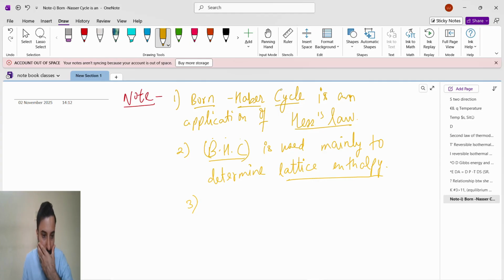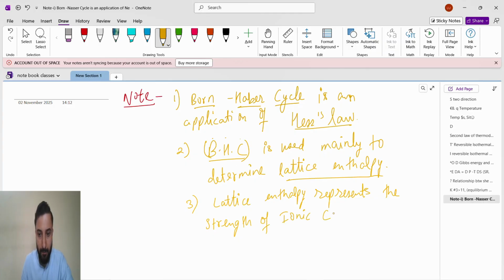And this is also important. Lattice enthalpy represents what? Lattice enthalpy represents the strength of ionic compound. It is very important. Lattice enthalpy represents the strength of ionic compound, not covalent or metallic compounds.